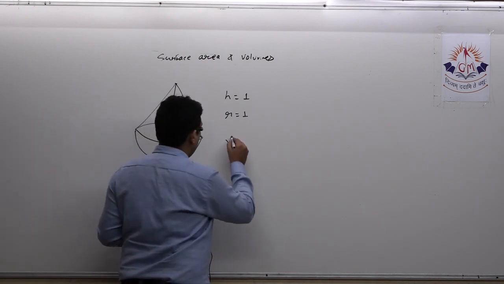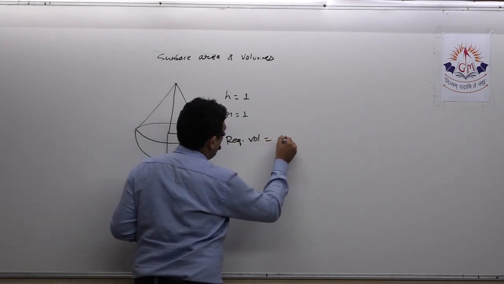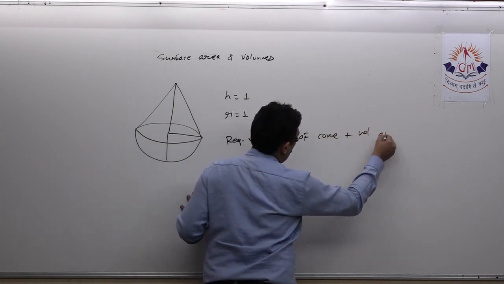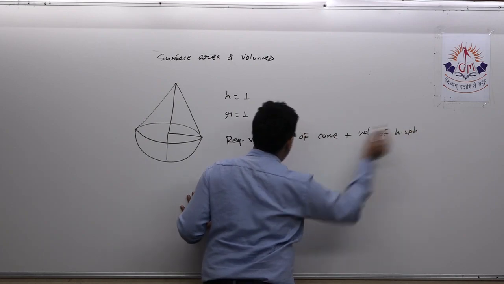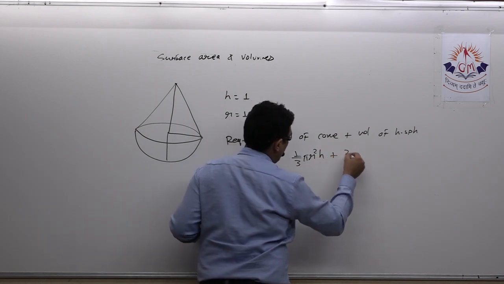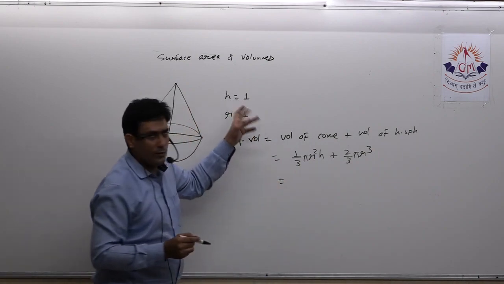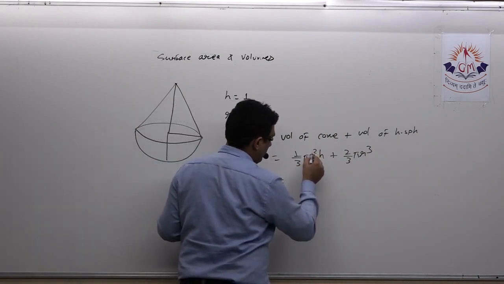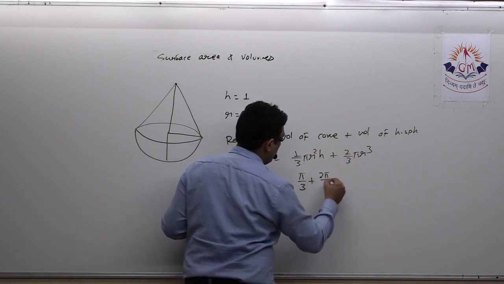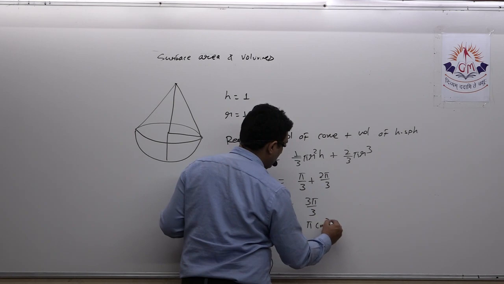So the required volume is equal to volume of cone plus volume of hemisphere. Volume of cone is 1 by 3 pi r square h. Volume of hemisphere is 2 by 3 pi r cube. Here the values are very small, r is 1, h is 1, so I am putting them directly. From here I will get pi by 3, from here 2 pi by 3, that is 3 pi by 3. And finally the answer is pi centimeter cube.